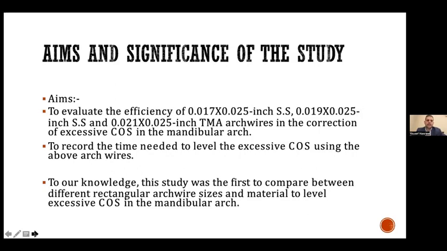The aim of this study is to evaluate the efficiency of different arch wire sizes: 17x25 stainless steel, 19x25-inch stainless steel, and 21x25-inch TMA arch wire, which is titanium molybdenum arch wire, in order to correct the excessive curve of Spee in the mandibular arch. The specific aim was also to record the time needed to level the excessive curve of Spee using these arch wires. To our knowledge, this study was the first to compare different rectangular arch wire sizes and materials to level an excessive curve of Spee in the mandibular arch.